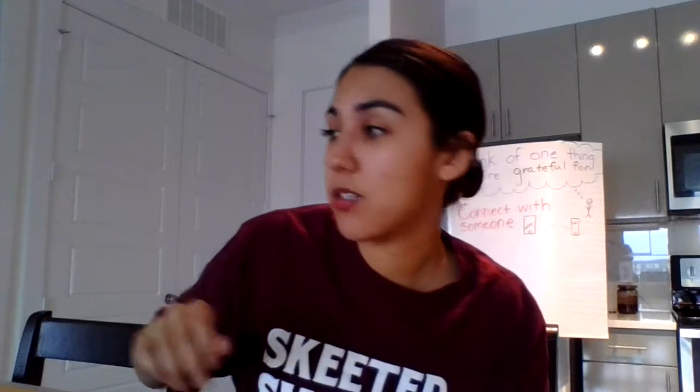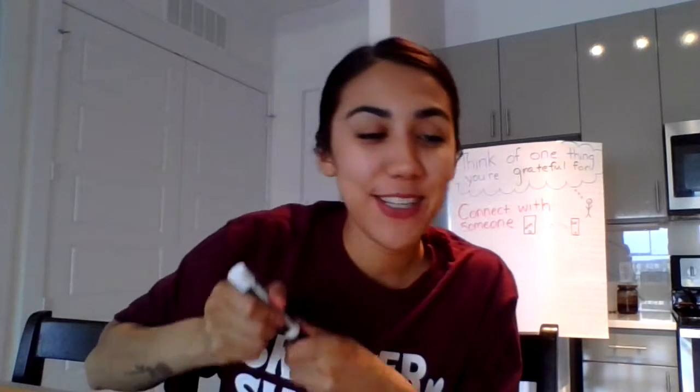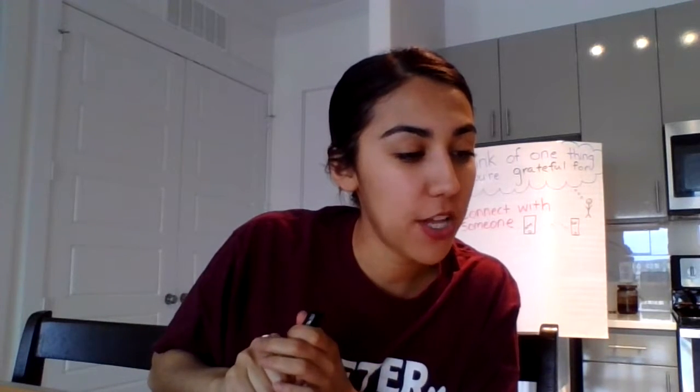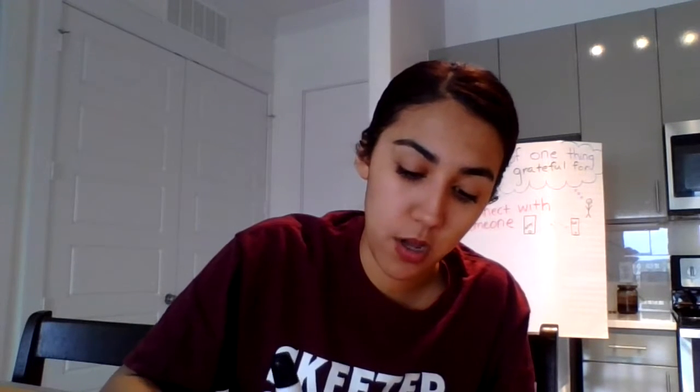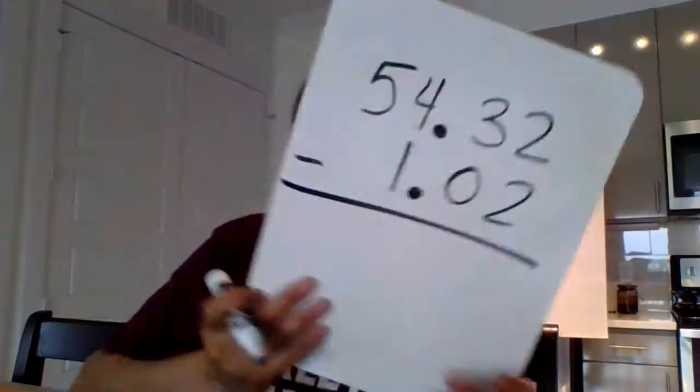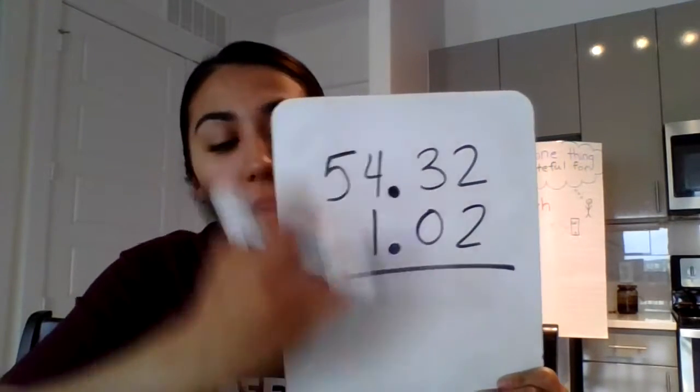The next column, they want us to subtract, oh, there goes my marker. They want you to subtract 54 and 32 hundredths minus 1 and 2 hundredths. So remember, always put the bigger number on top when you're setting it up in the standard algorithm way. And remember to line up your decimals, because when you line up your decimals, you're making sure all your numbers are in their correct place value.